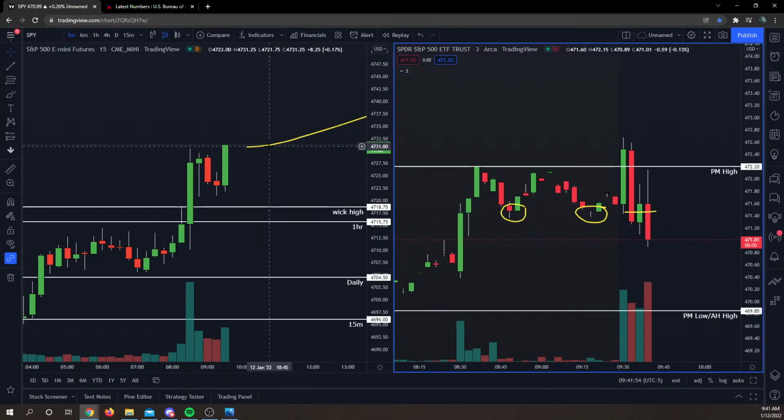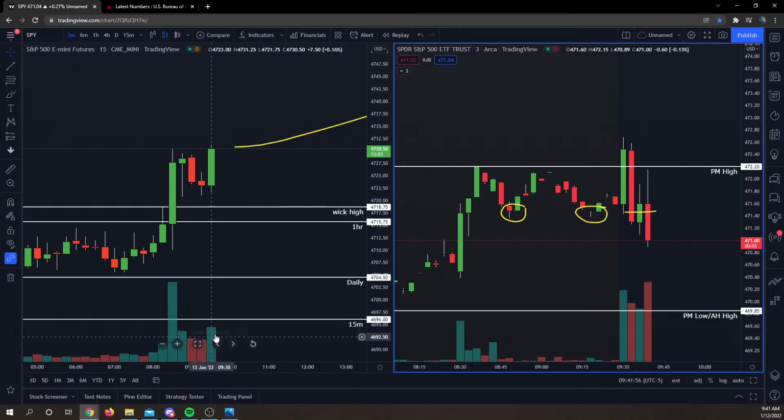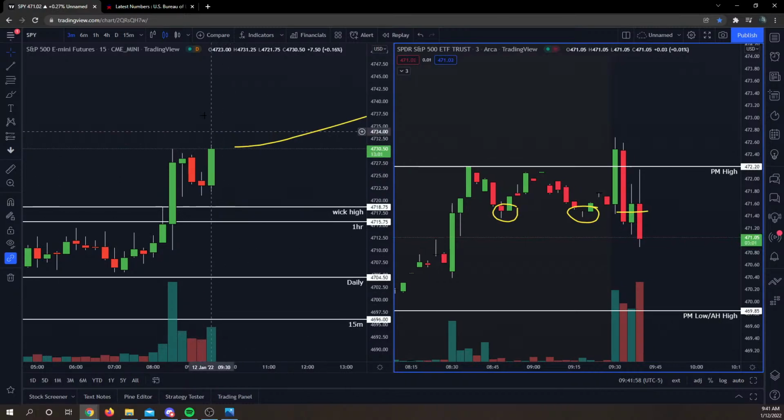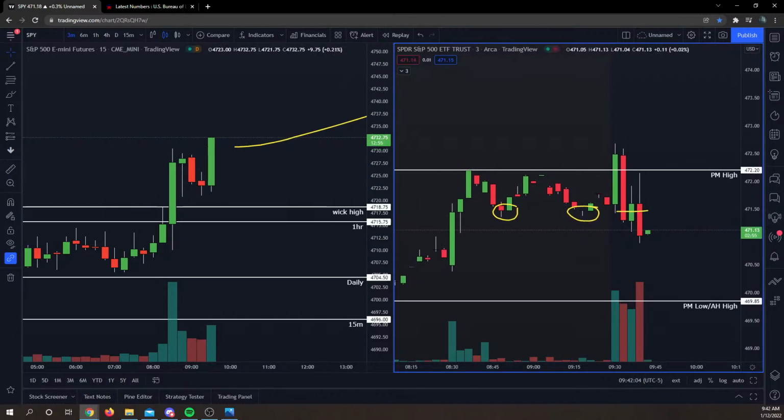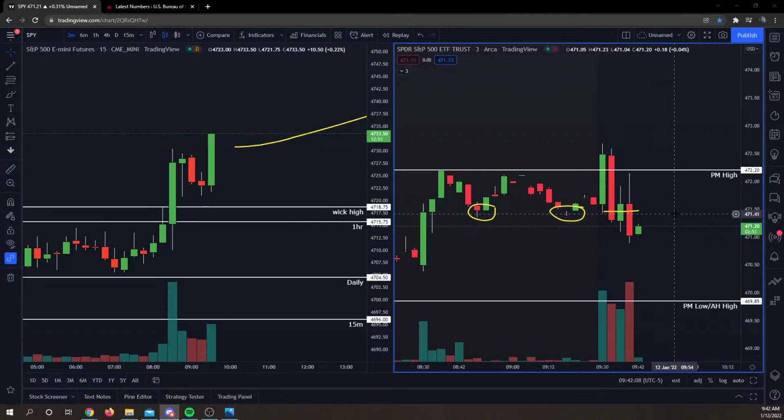Big green candle building here. Very good volume picking back up on the futures. That looks very bullish. Now is the time to ask any questions.